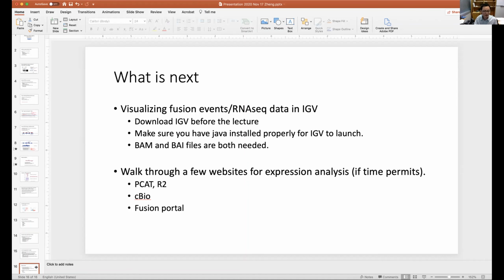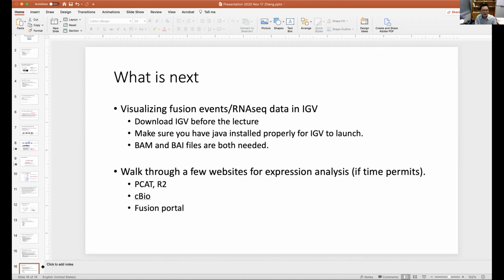Okay, so now the next part, what I want to do is actually spend quite some time on this. I want to give a demo of how to visualize gene expressions in IGV. So I know we have analyzed all the TCGA data, so we know exactly which TCGA case has which fusions. So that should not be an issue.